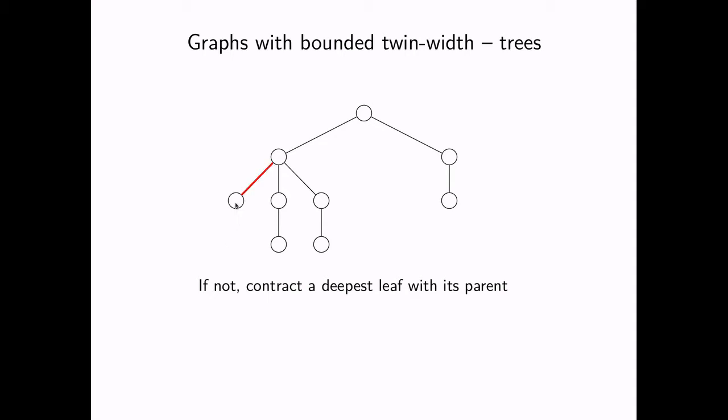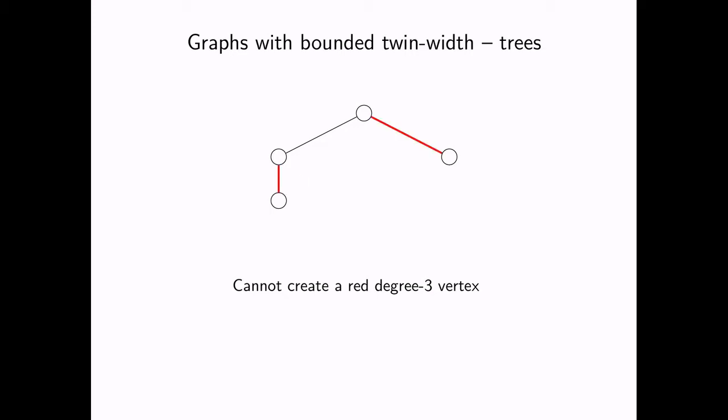And I get this star graph. Again, I don't have two leaves that are twins, so I go with my second rule and I contract a deepest leaf with its parent and I get this. So now I have two leaves that are sharing the same parent, so I will contract them. And you see that if I apply the first rule of contracting twin leaves in priority, then I will never create a vertex with red degree 3. So all the trees have twin widths at most 2.